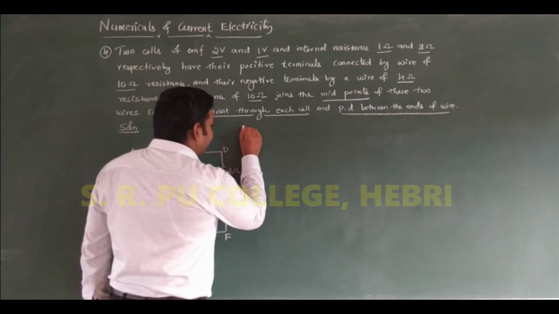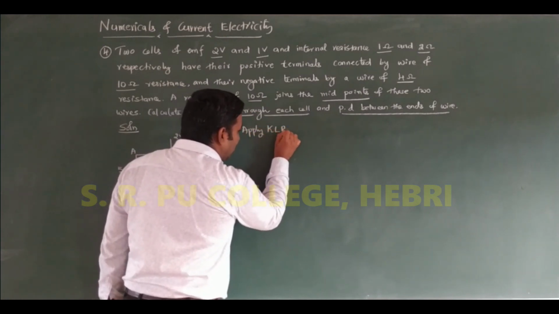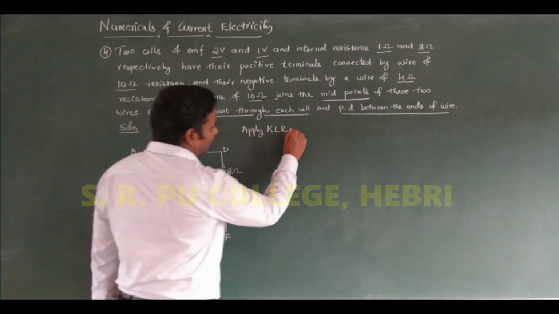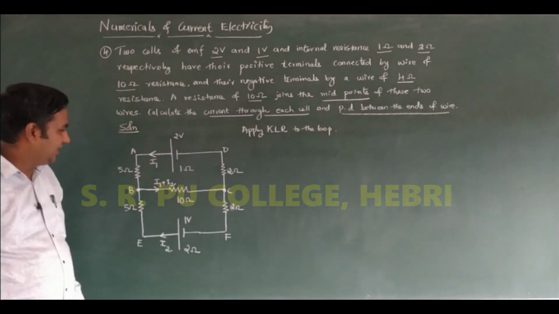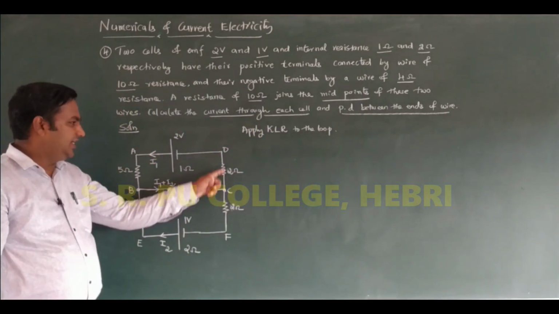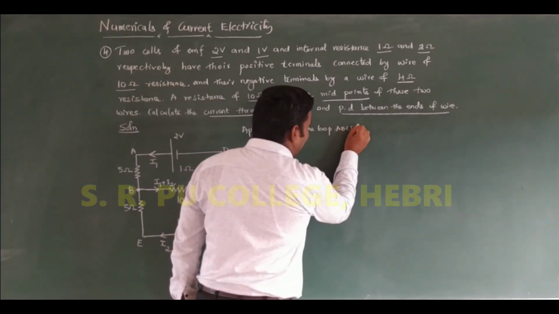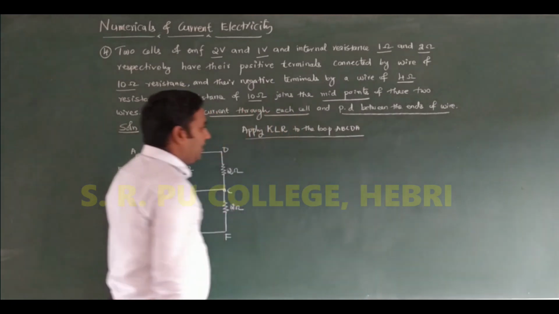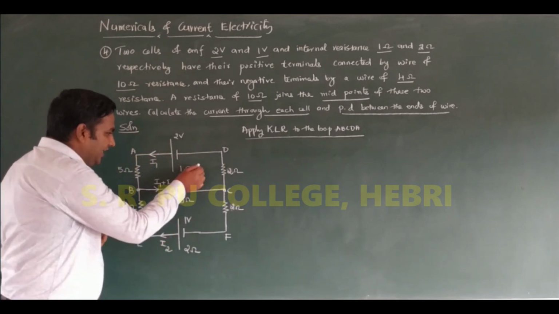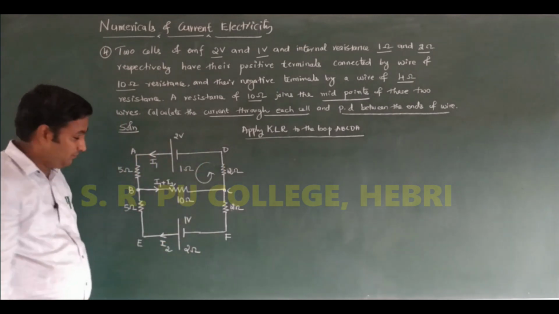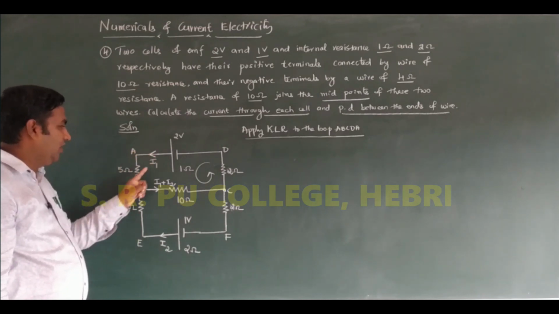Here, apply Kirchhoff's loop rule to the loop. Which loop? A B C D A. A B C D A is the loop. Apply Kirchhoff's loop rule to the loop A B C D A. It should be like this. You are moving like this. I am moving from A to B. Over this 5 ohm, what is the current flowing? I1.